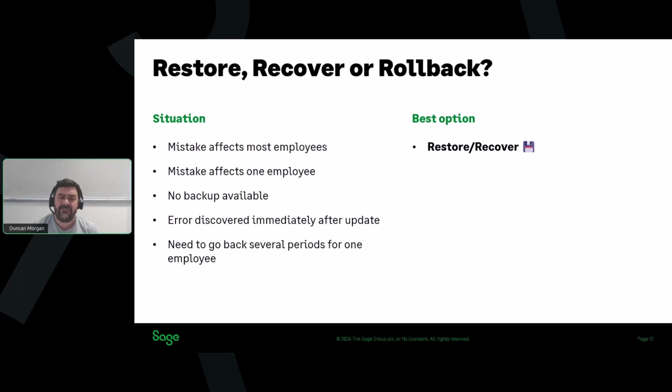Comparing that then with a mistake affecting one employee, I would say for this one, rollback. So just the one employee, don't want to worry about reprocessing everyone else. So rollback wizard, I think would be ideal for that one.